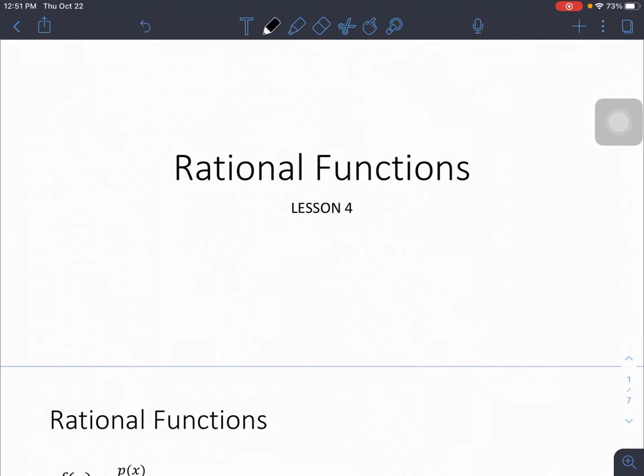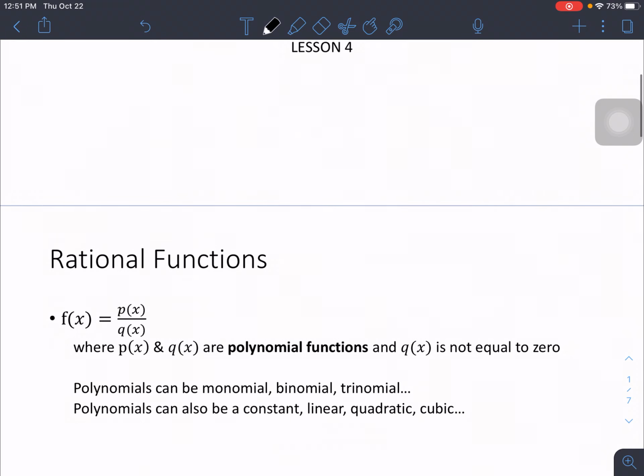Okay, good day. So we will be discussing today all about rational functions. First, what is a rational function? A rational function is in the form f(x) = p(x) over q(x), where p(x) and q(x) are both polynomial functions and q(x) is not equal to 0.